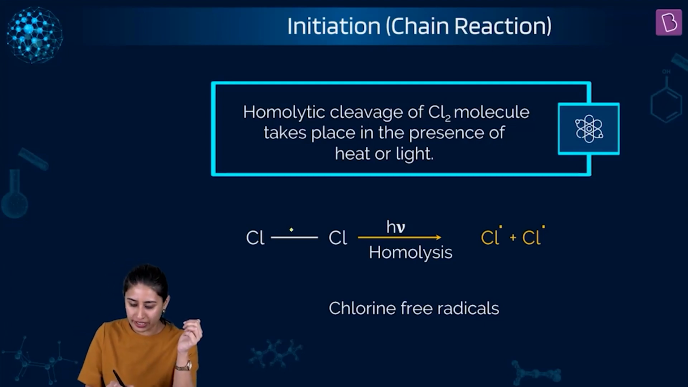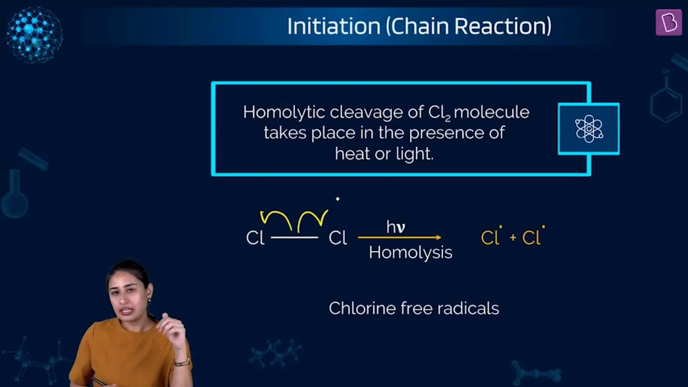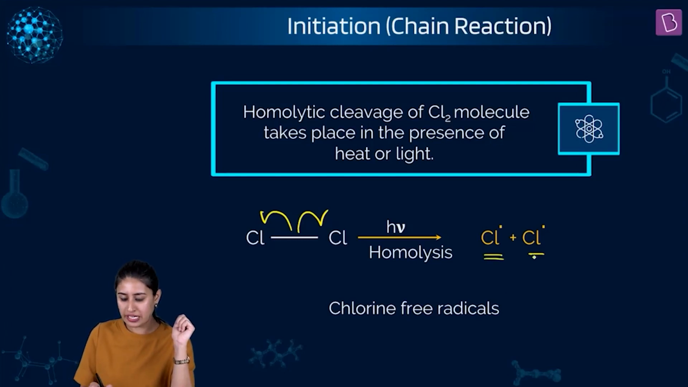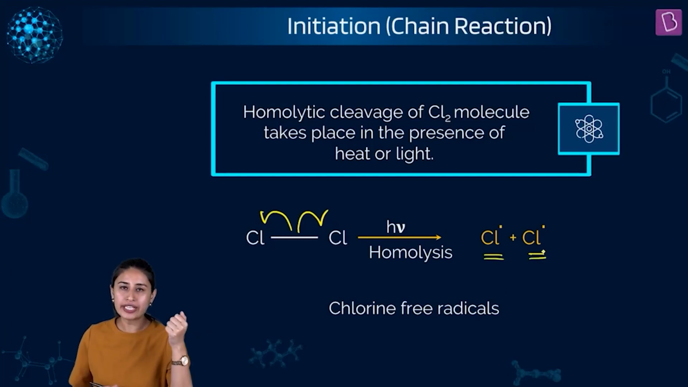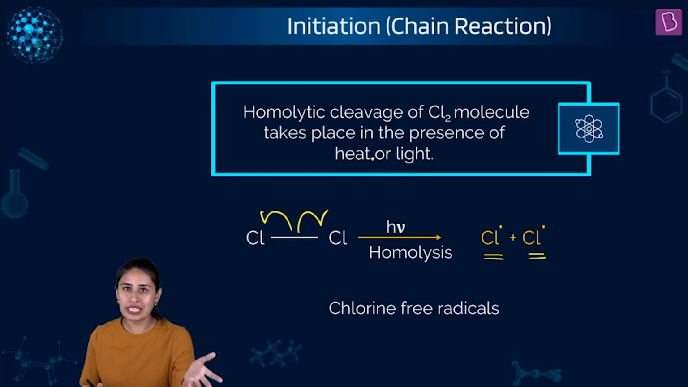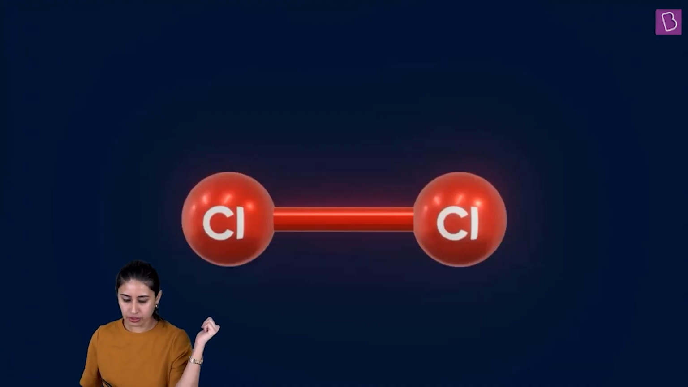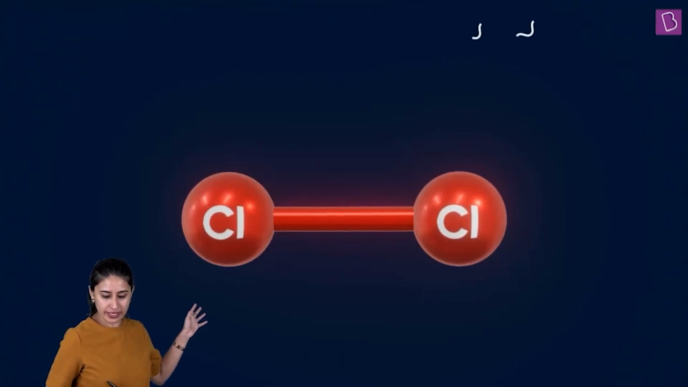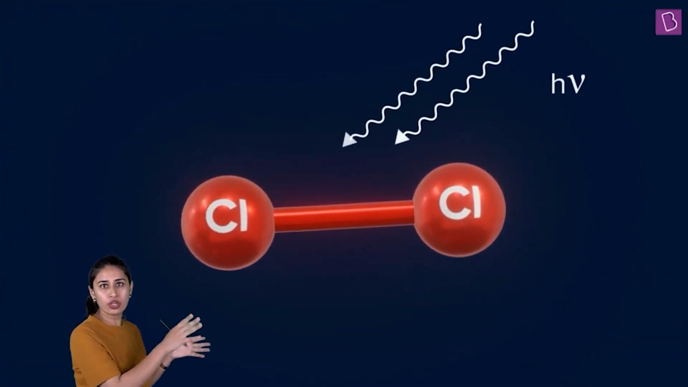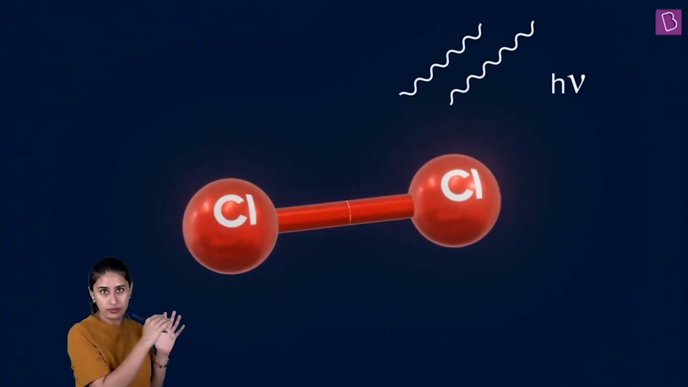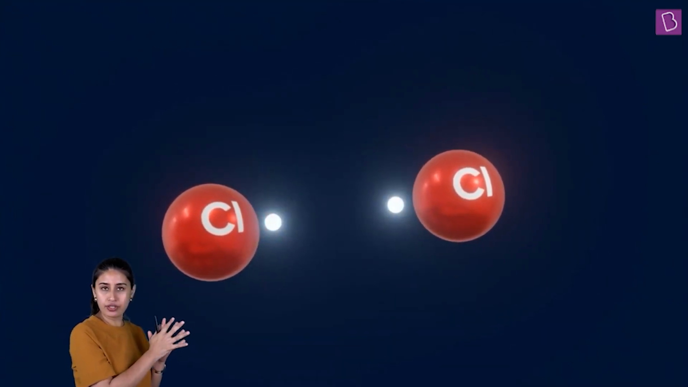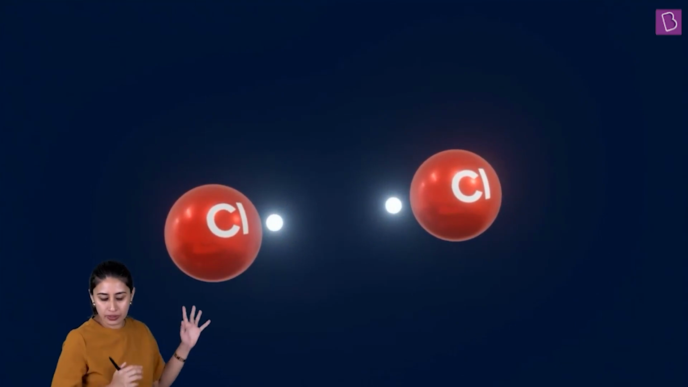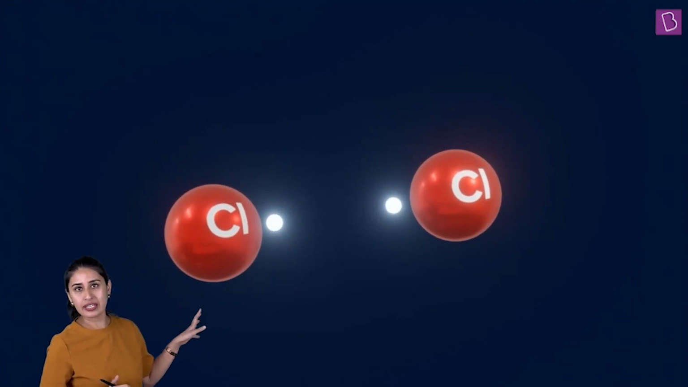You know how to show homolytic cleavage like this. Each of the atoms gets one electron, which we call a free radical. So we got chlorine free radicals. Homolytic cleavage of the chlorine molecule takes place in the presence of heat or light. Take a look. We have chlorine, Cl single bond Cl. We have light falling on the chlorine, and the energy is sufficient for homolytic cleavage to happen, and we get chlorine free radicals.